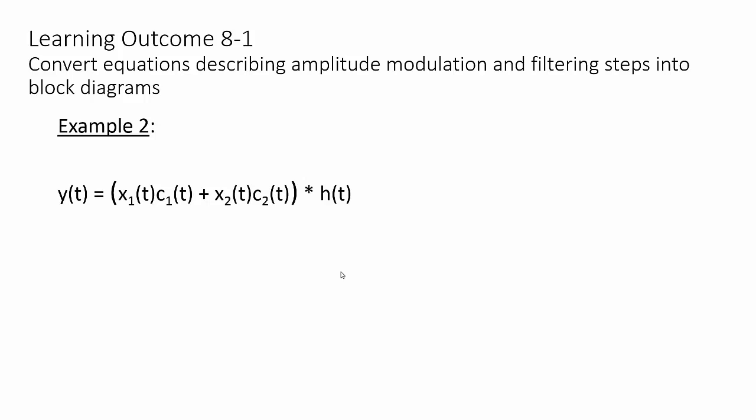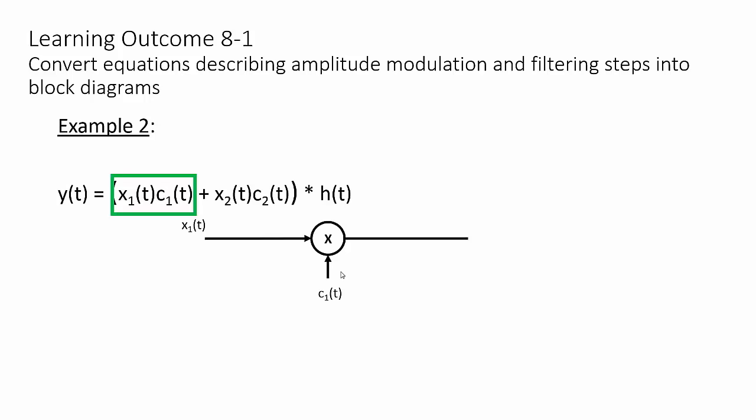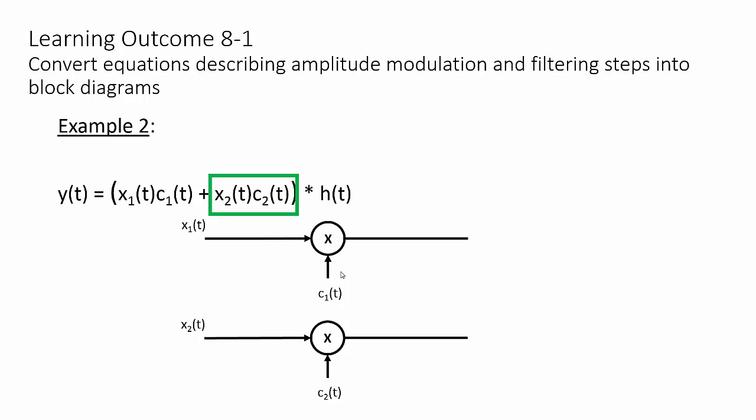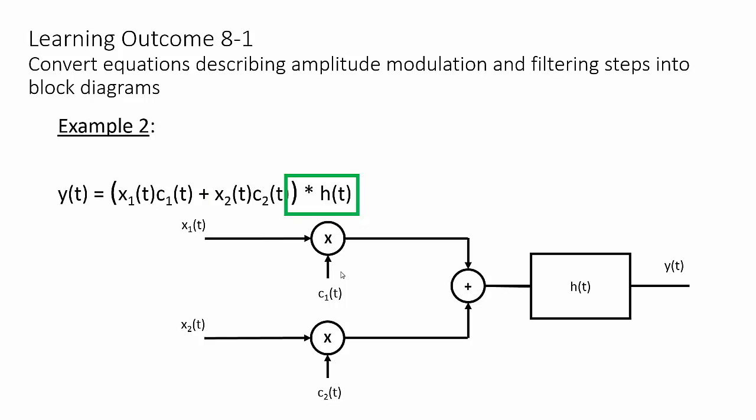Here's another example. Again, please pause the video and draw this out on paper. Start with this first block, multiplication. Second term is also multiplication. They're combined through addition. And all of this is followed by convolution.